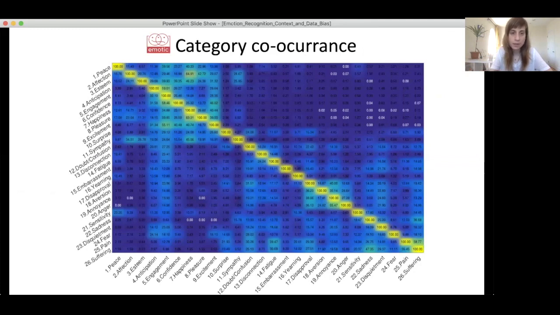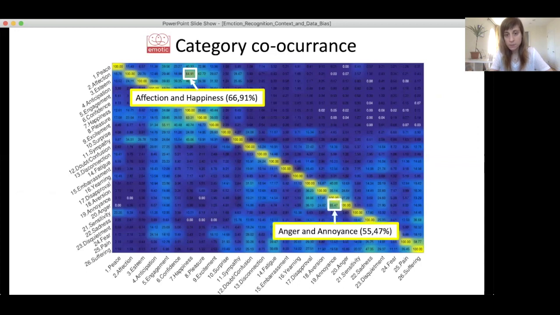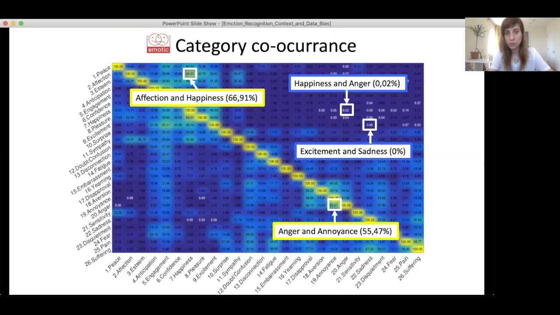For instance, this is the co-occurrence matrix. You can see, for example, that you find a lot of instances that are labeled with affection and happiness at the same time. You also see anger and annoyance occur often together, but you see that happiness and anger rarely occur together. So this is probably noise in our data set. And then excitement and sadness, we don't have any image where we can see in the same person excitement and sadness at the same time.